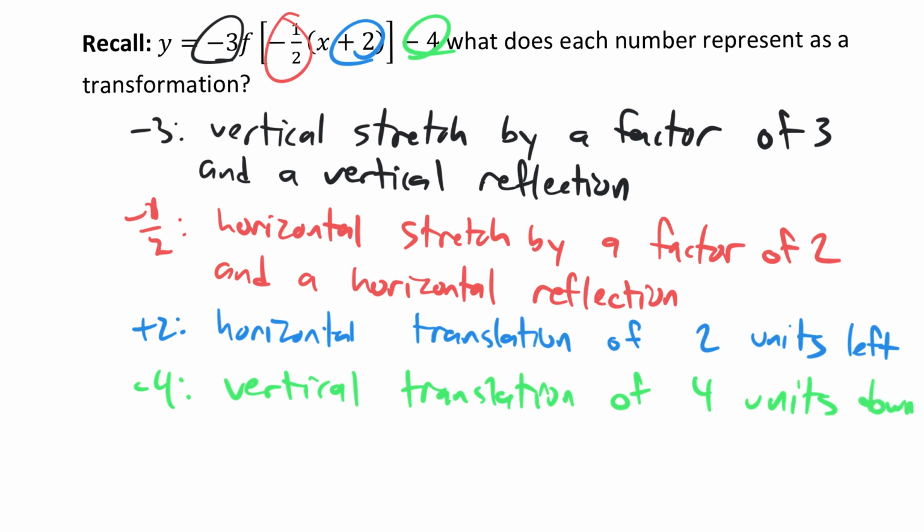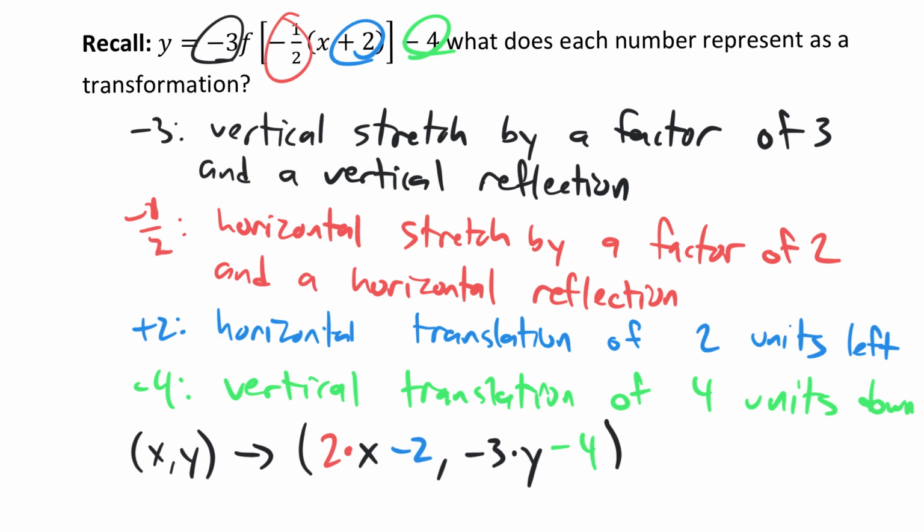All right, so we have our 4 numbers, and they represent 6 different transformations. A vertical stretch, vertical reflection, horizontal stretch, horizontal reflection, horizontal translation, and vertical translation. We could also represent this as a mapping, so (x, y) is going to become, well, we're going to do the multiplication first, so negative 2 times x, and then we do the horizontal translation, so we're going to subtract 2. Then for the y values, we have a negative 3 times the y, and then we're going to subtract 4.